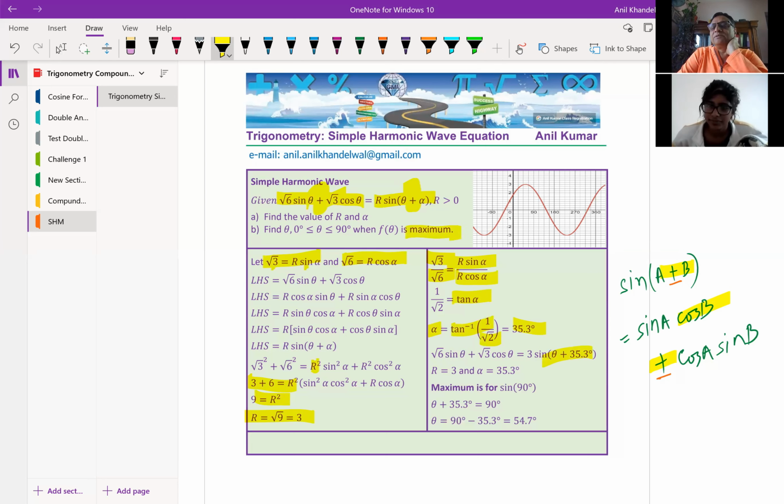When is sine maximum? Sine is maximum when theta plus 35.3 equals 90. It is 90 because this is not a cos function, so it's not 0. So equate to 90 and find theta, right? So you get 54.7, and that's the diagram for you. Is it clear to you?